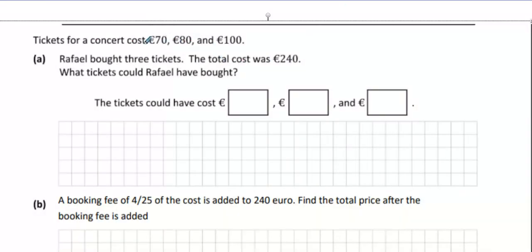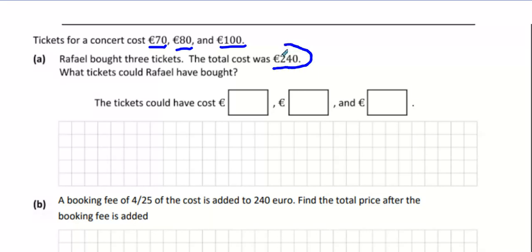This one is tickets for a concert cost €70, €80, or €100. And the 3 tickets you bought cost €240. Then I'm going to make an answer. I want you to tell me what's wrong with my answer. Ready? Here's an answer I'm going to make up right now.